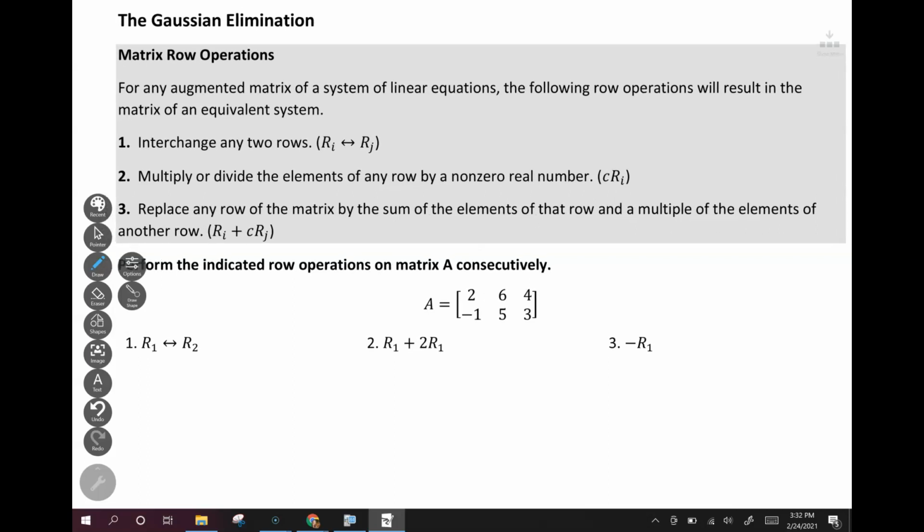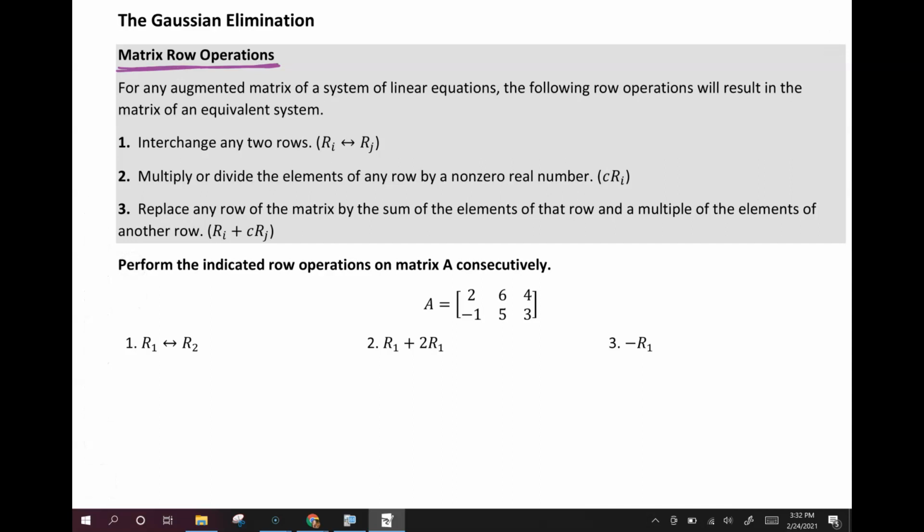Now, Gaussian elimination is a process that you can use to solve systems of equations. In order to do Gaussian elimination, you need to understand matrix row operations. So let's go over those.